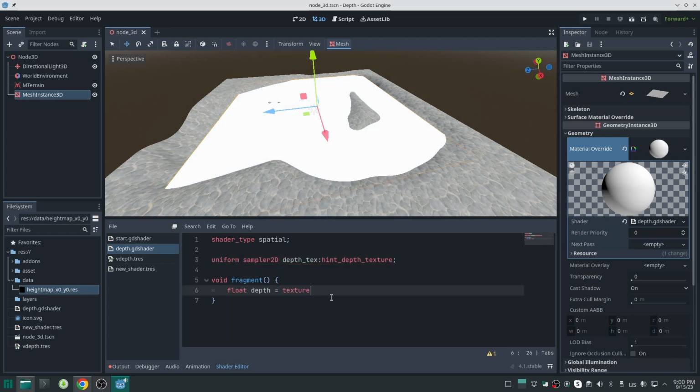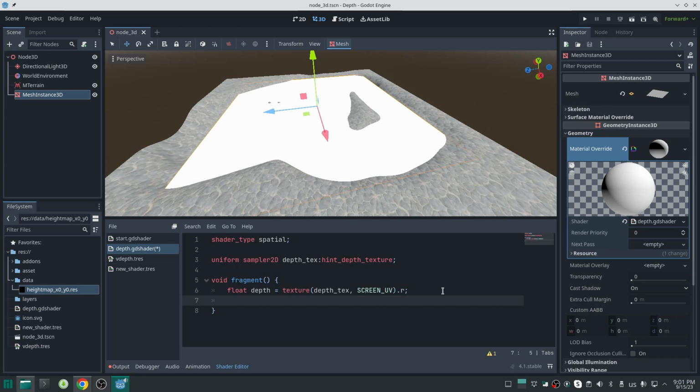Okay, now I sample from my depth texture and I put that into a float variable. And as you all know, when we read from a texture, the return value is between 0 and 1. So depth is between 0 and 1. Now remember that I told you the depth texture is different between different graphical APIs. In Vulkan, it is between 0 and 1. And that means the depth texture is okay here, and we are good to go.